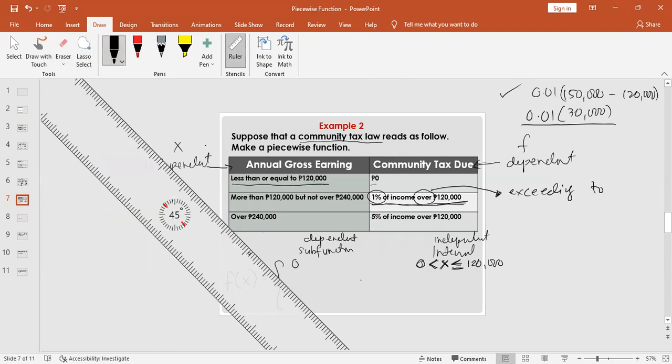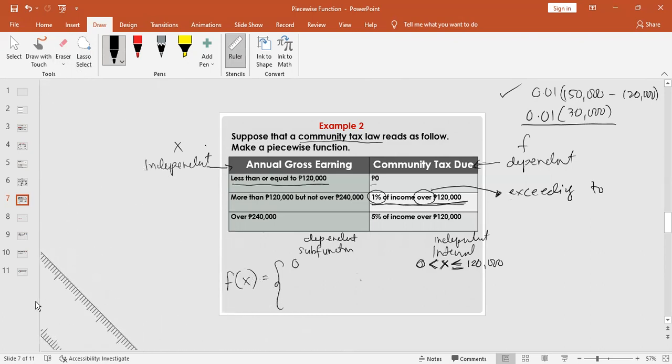Okay? So, therefore, we will put here 0.01 to be multiplied by ano tong 150 na ito? That's the annual gross earning, and we represent the annual gross earning by a variable x. So, papalitan natin si 150 ng x. So, we have here x minus 120,000 pesos. Okay, again, ito yung annual gross earning.